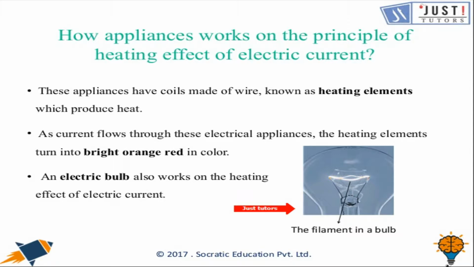As the current flows through the filament of the bulb, the heating element turns into a bright orange-red color. This is because a huge amount of heat is produced, and the filament of an electric bulb gets heated to such a high temperature that it starts glowing.